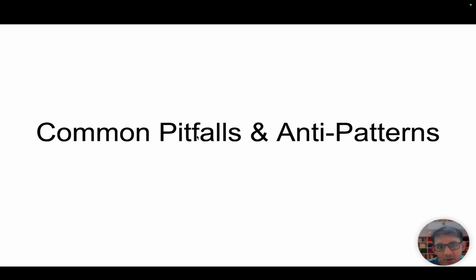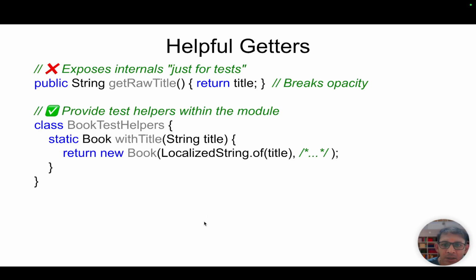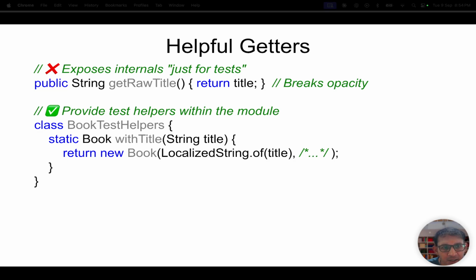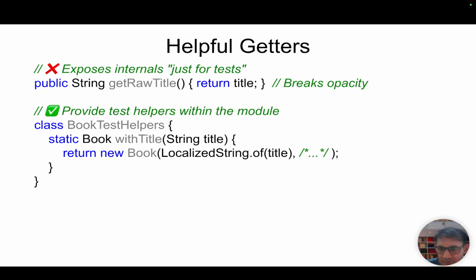Let me warn you about several common mistakes that can undermine representational independence. The first pitfall is providing helpful getters. You might think that exposing raw data just for tests is harmless, but it breaks opacity just as effectively as public fields. Instead, provide test helpers within the module that construct objects in useful ways for testing.